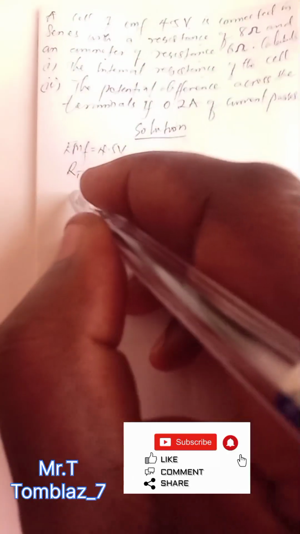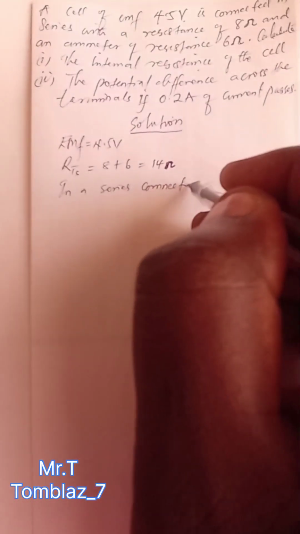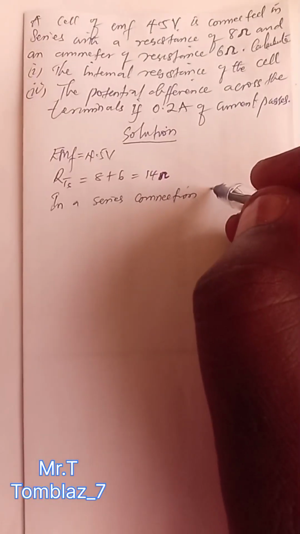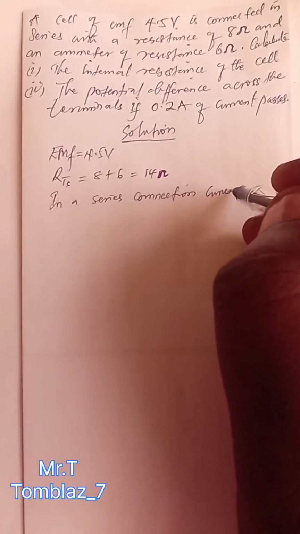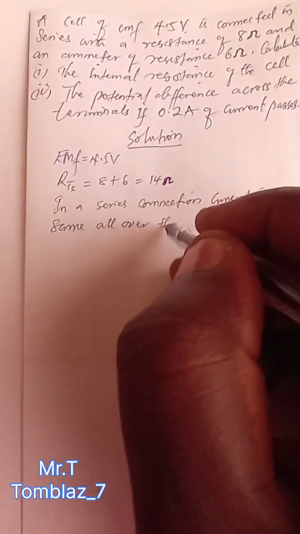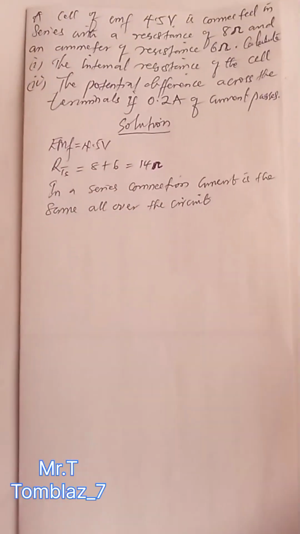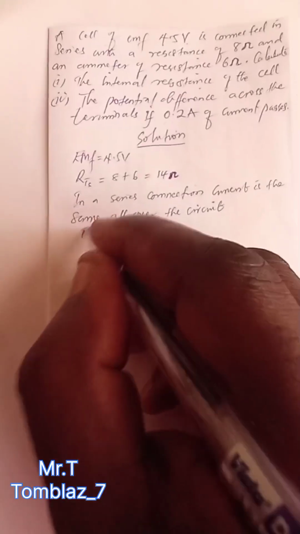Now, another parameter given is the current. What you should know is that in a series connection, current is the same all over the circuit, while in a parallel connection voltage is the same. So it means our total current is 0.2 ampere.